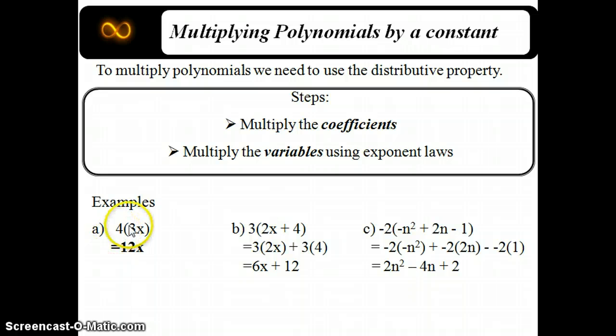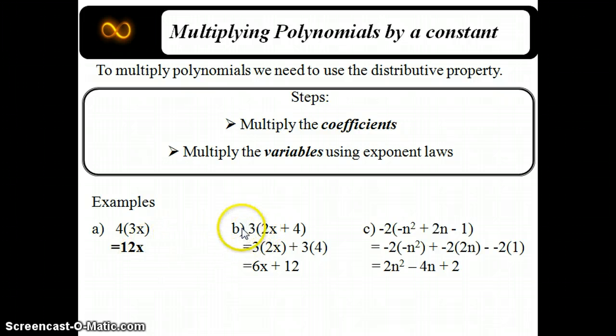So here's an example. We have a constant which is 4. We're going to multiply by the monomial 3x. The rules say we just multiply the coefficients, or just multiply the numbers. So 4 times 3 is 12. Because there's no x here, and this is x to the power of 1, our answer is still x to the power of 1. What this means is you're going 4 times 3x, which is 12 times x, which is 12x. 12x actually means 12 times x.